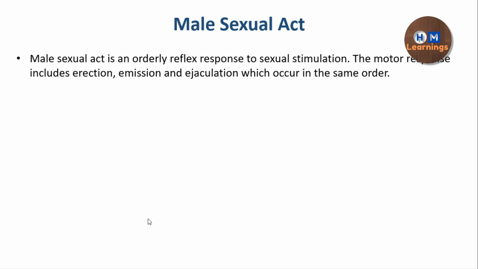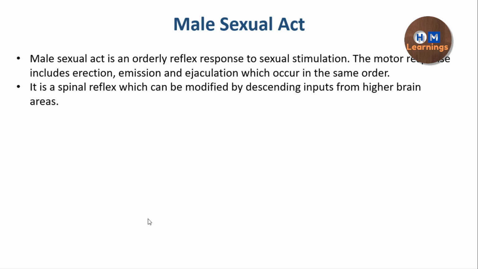Another very interesting point about the male sexual act is that it's an orderly reflex response to sexual stimulation. As I said, it involves three motor responses: erection, emission, and ejaculation. This is happening in an order. So first erection, then followed by emission, and then ejaculation. The responses happen in an order to the sexual stimulation. Another point, which I already discussed, is that it is a spinal reflex which can be modified by descending inputs from the higher brain areas.